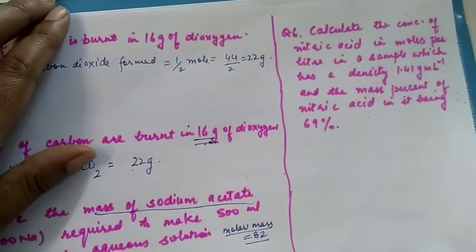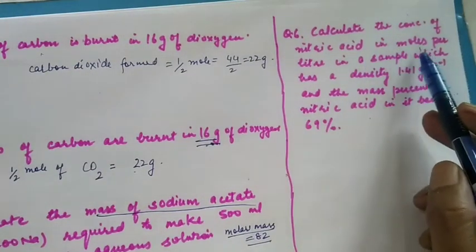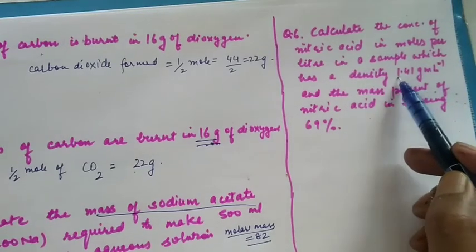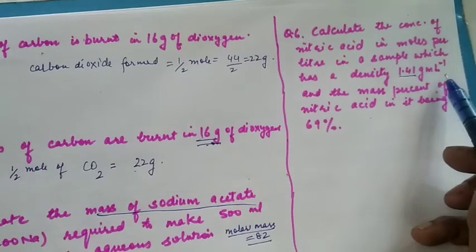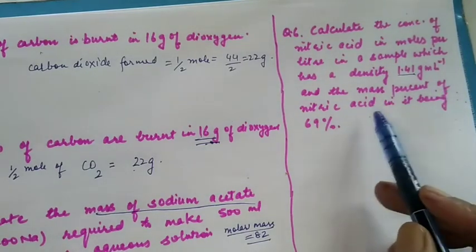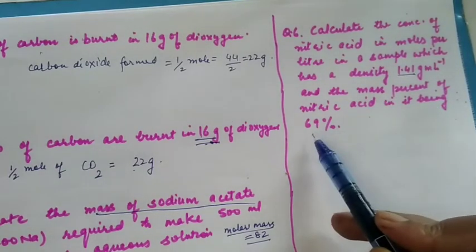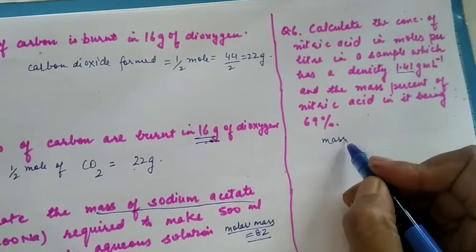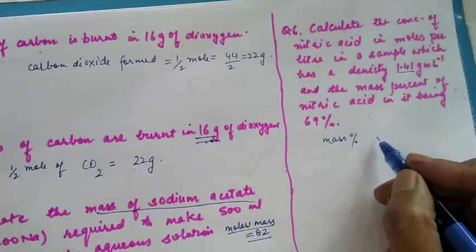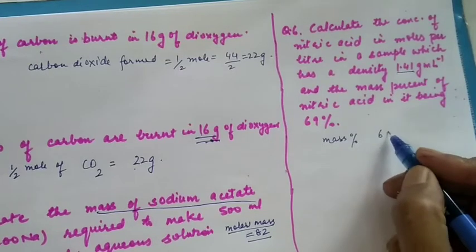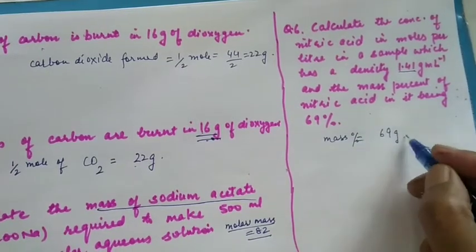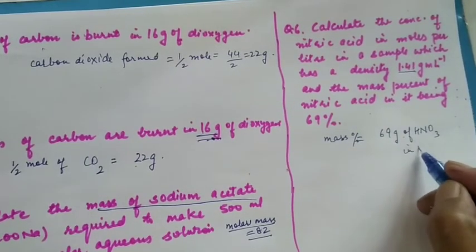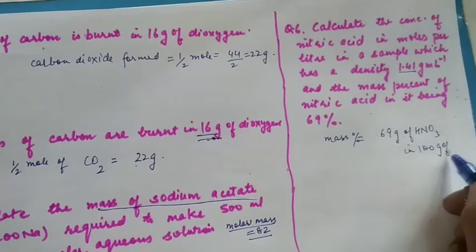Concentration of nitric acid in moles per liter in sample which has density equal to 1.41 grams per milliliter and mass percent of nitric acid in it being 69%. So mass percent 69% means that 69 grams of nitric acid are present in 100 grams of solution.